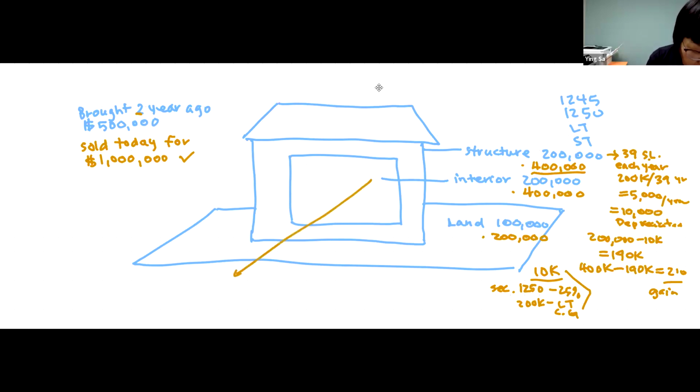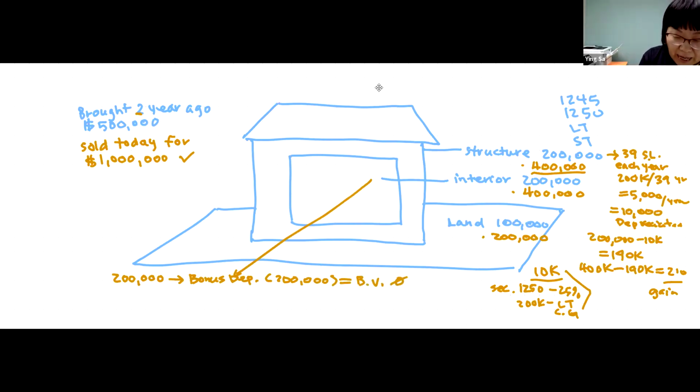So I allocated 200,000, but the first year comes through, I already used the bonus depreciation. My bonus depreciation was so crazy, so I write off the whole thing. So my book value is what? 0.